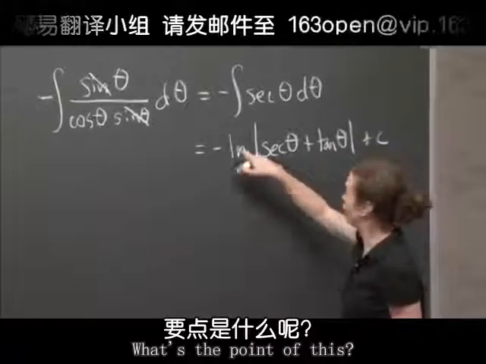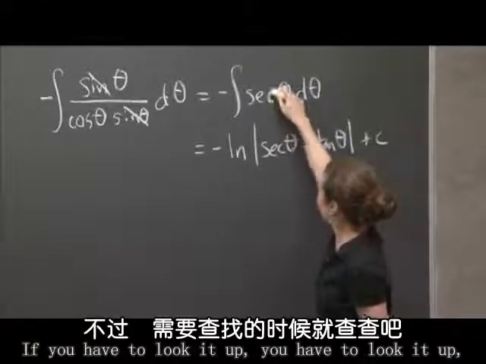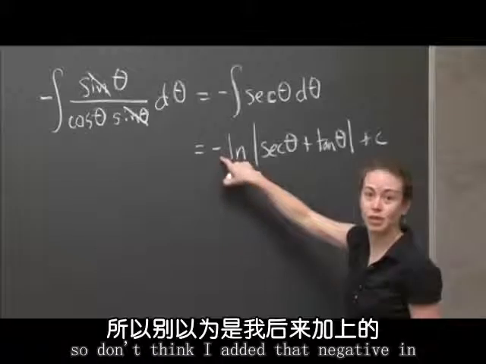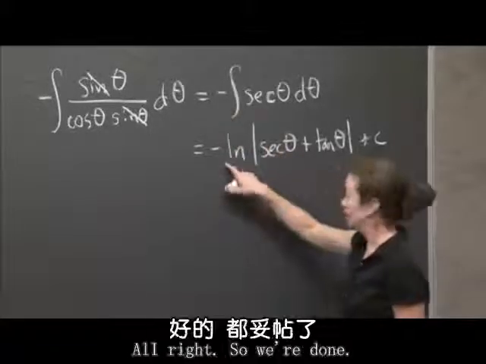What's the point of this? Well, we should maybe have this memorized. If you have to look it up, you have to look it up. But you saw this one in class. And the negative is just dropping down here. So don't think I added that negative in when I was taking the antiderivative. It was already there. All right, so we're done.